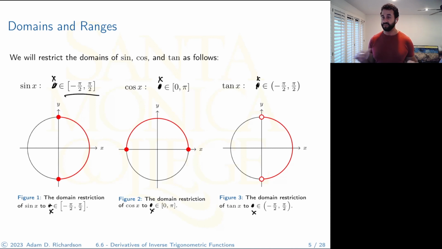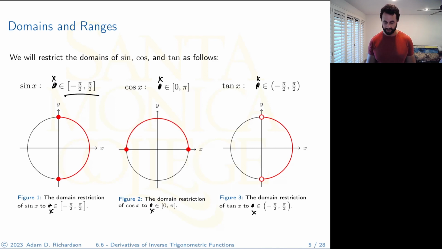Remember, the domain of these functions, sine and cosine at least, is all real numbers. The sine and cosine functions can handle any real number, any angle. But if you do that, then you don't have an invertible function. So we're going to specifically restrict the domain to be negative pi over 2 to pi over 2. And then for cosine, we're going to restrict the domain to be from 0 to pi. So pretend that cosine is only defined on that interval.